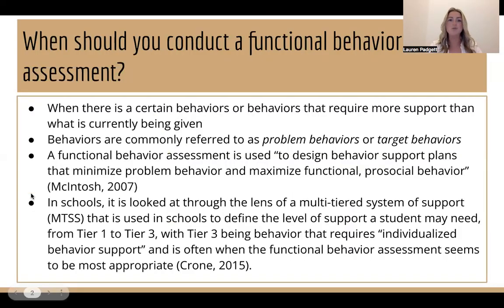All right, so to start, when should you conduct a functional behavior assessment? Typically, a functional behavior assessment is conducted when there is a certain behavior or behaviors that require more support than what is currently being given. This could mean that there are antecedent and consequence strategies that may have been previously implemented that are maybe not working anymore or were not as successful as they needed to be.